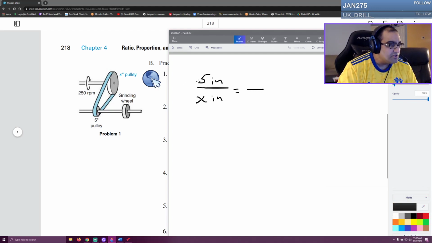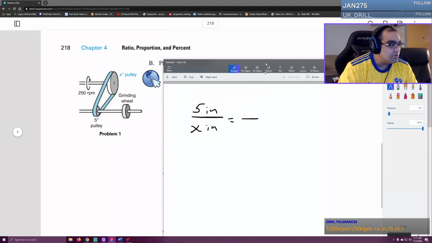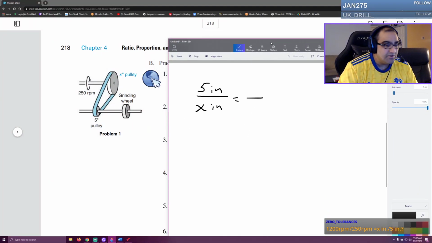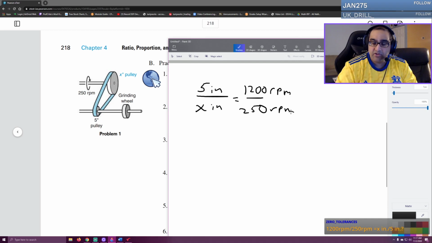Okay, so normally 5 inches would go with, say, the 1200 RPMs, but since it's not a direct relationship, we'll have 1200 RPMs here, and we'll have 250 down here. So this is what it means to have an inverse relationship here. Then we'll just do the process here. So again, we'll cross multiply here.